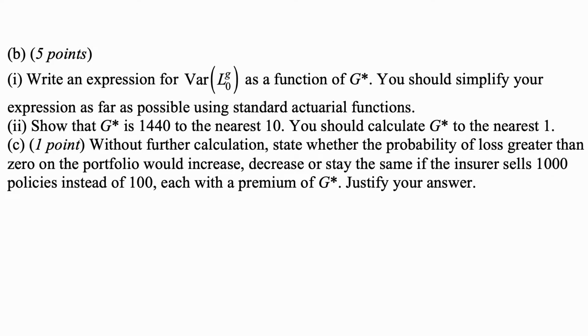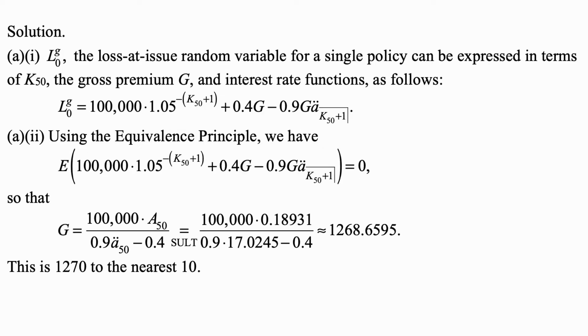And Part C of the question says, without further calculation, state whether the probability of loss greater than 0 on the portfolio would increase, decrease, or stay the same if the insurer sells 1,000 policies instead of 100, each with a premium of G star. Justify your answer. And here's the solution.